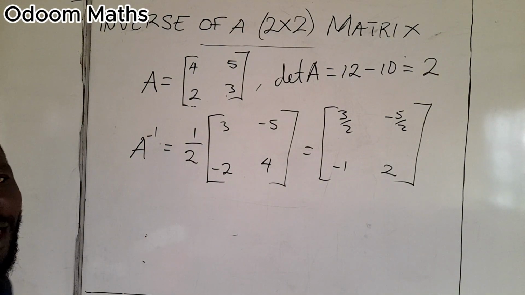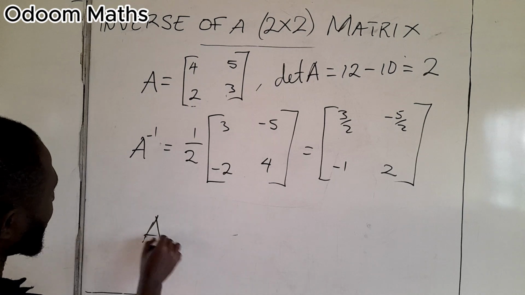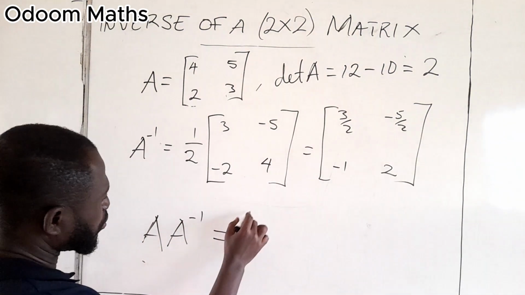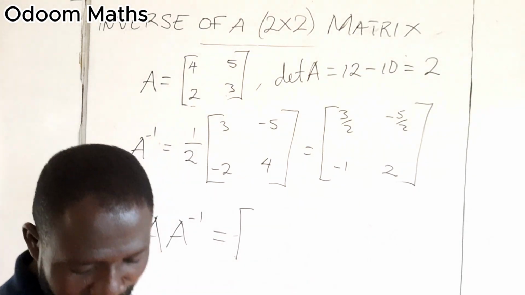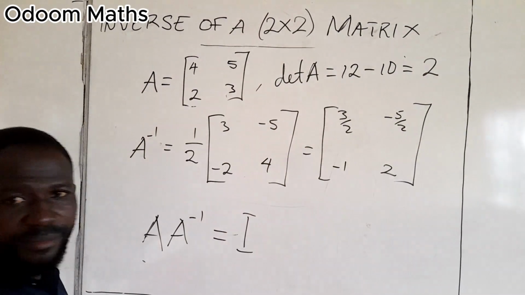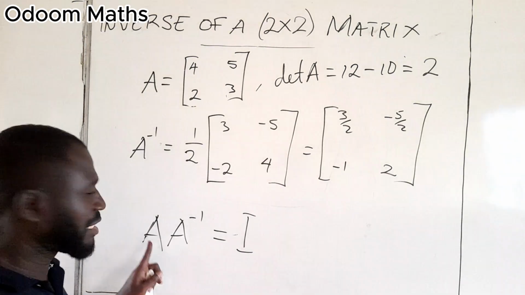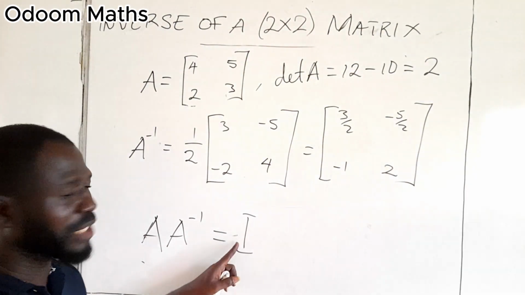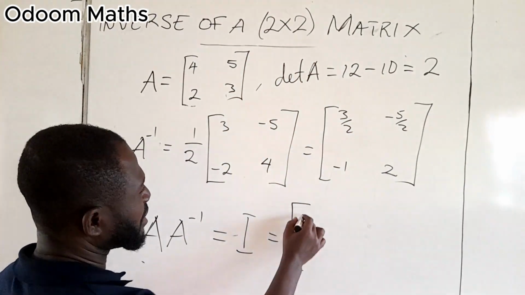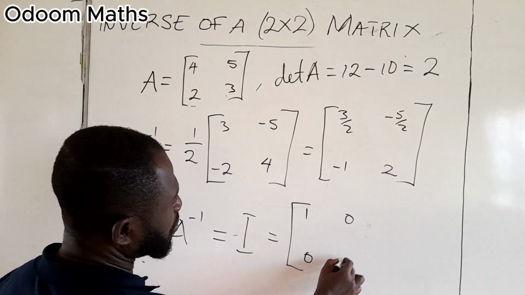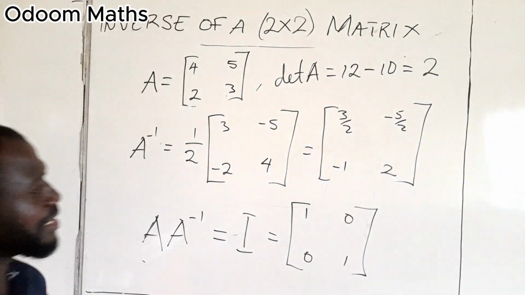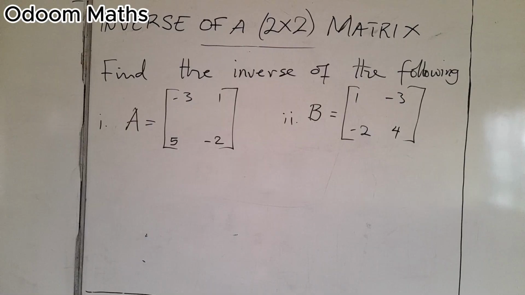Please note that a matrix A times its inverse is equal to the identity, that is I. A matrix multiplied by its inverse is equal to the identity matrix, which is 1, 0, 0, 1, or a unit matrix. Okay, let's take another example.